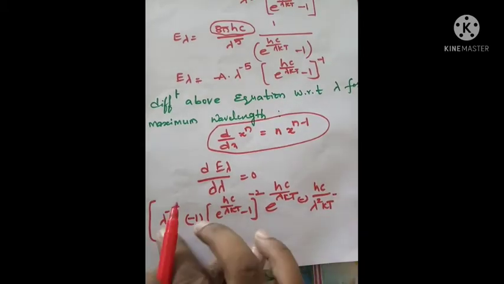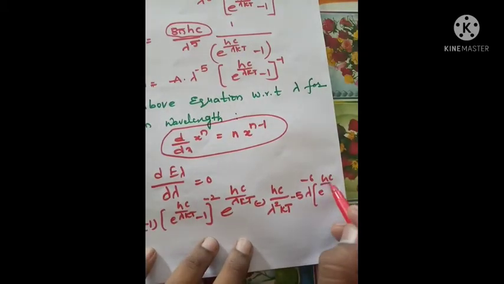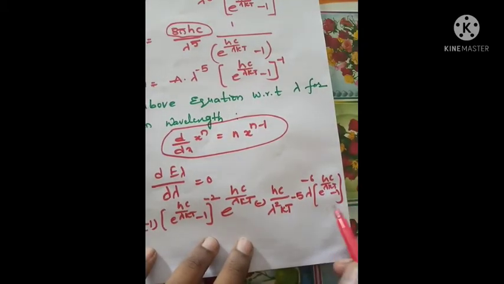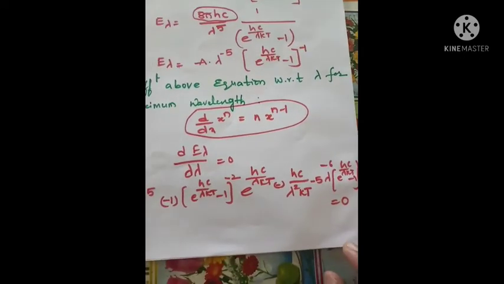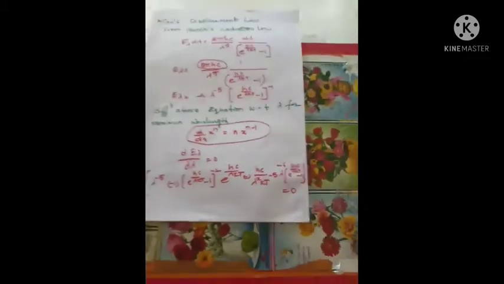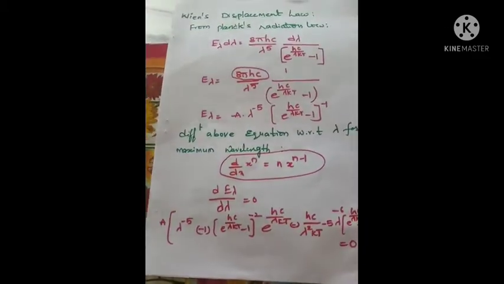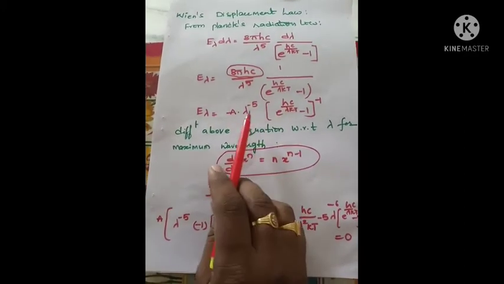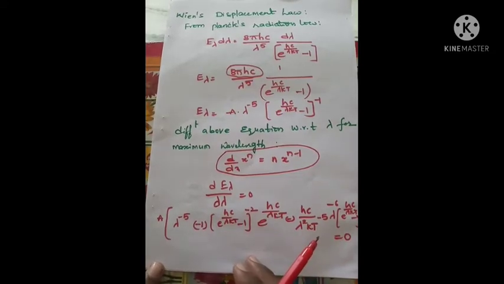Now the differentiation of the other term is minus 5 into lambda to the power of minus 6, and the bracket term remains the same. So here we'll write e to the power of hc by lambda kt minus 1. So that is equal to 0. This is the differentiation of this equation.